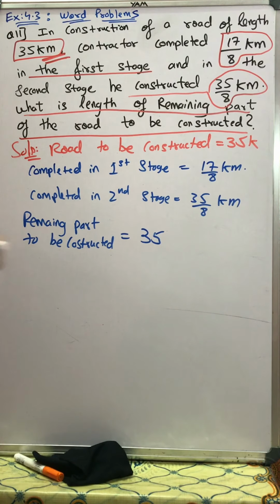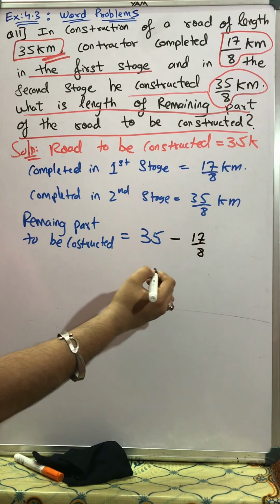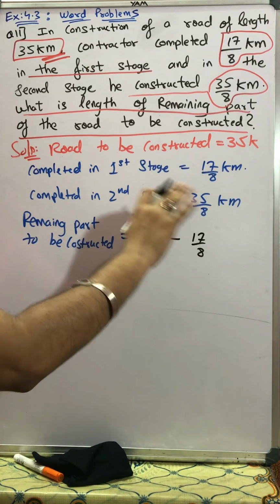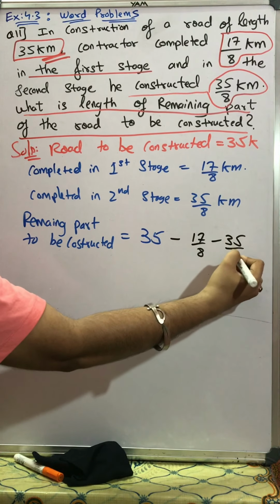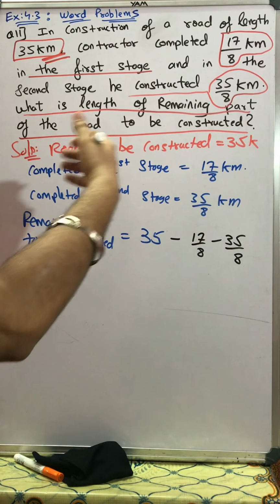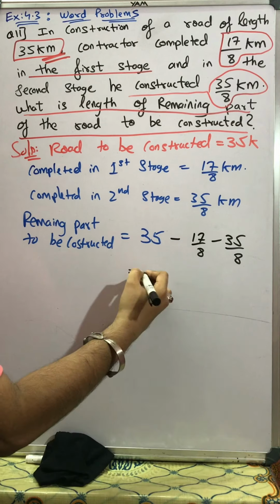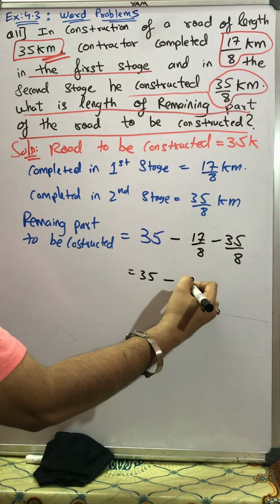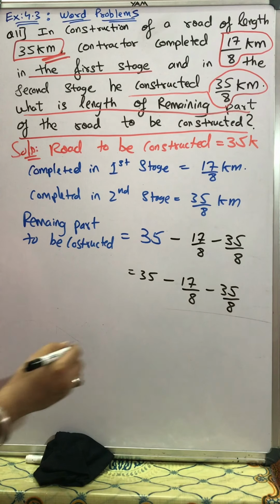So can I say 35 minus 17 upon 8? 35 is the aim. From that I subtract 17 upon 8 because 17 upon 8 is already completed. Minus 35 upon 8. Why? Because 35 upon 8 is already completed. We need to find the remaining part which is not yet completed. 35 minus 17 upon 8 minus 35 upon 8.